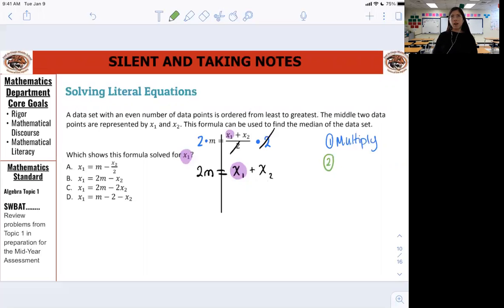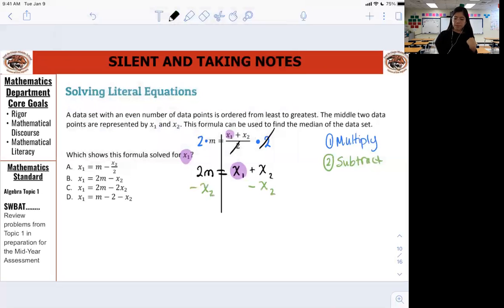What operation is being used between the x1 and the x2? Addition. They're being added together, exactly. So instead of division, I need to use subtraction. And what am I subtracting? What needs to go away? The x2 needs to go away. So I'm going to subtract x2 on both sides.